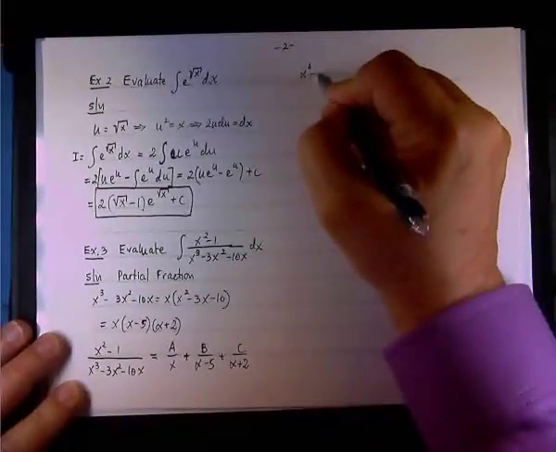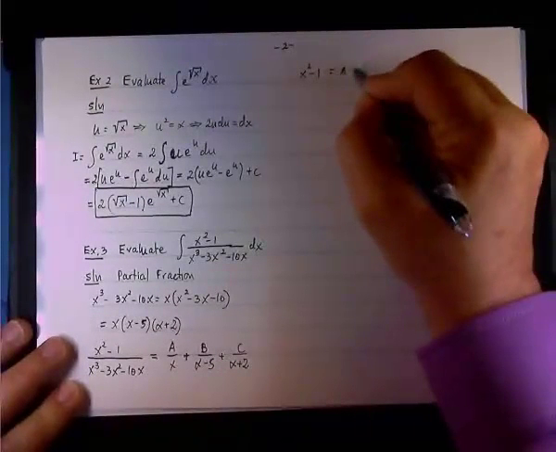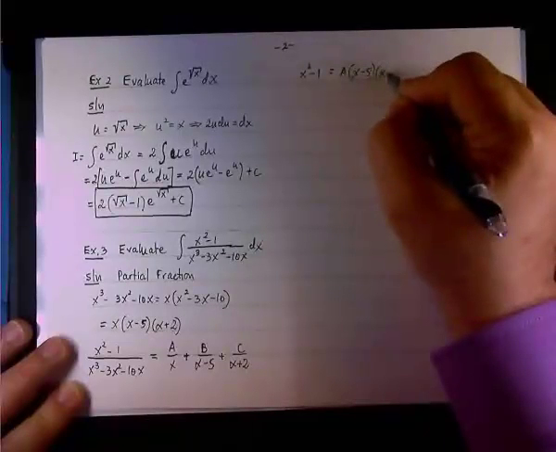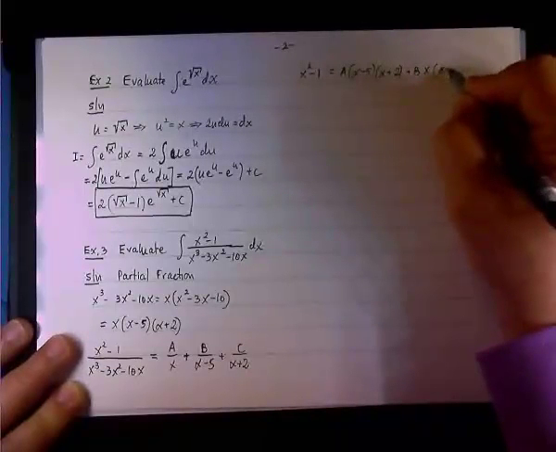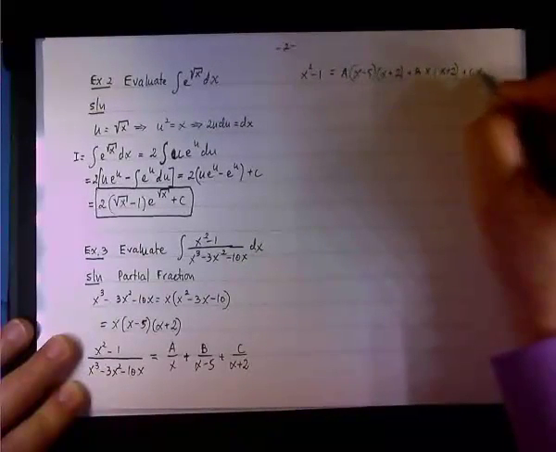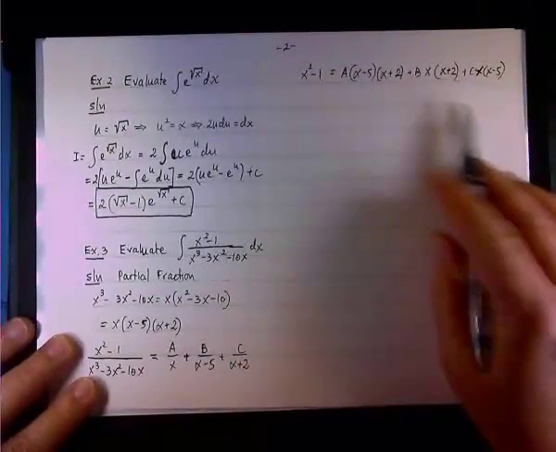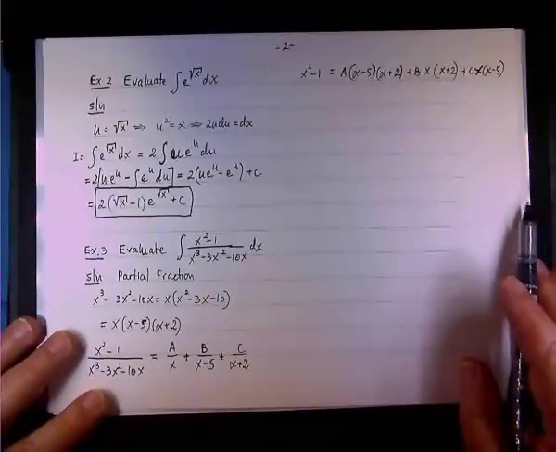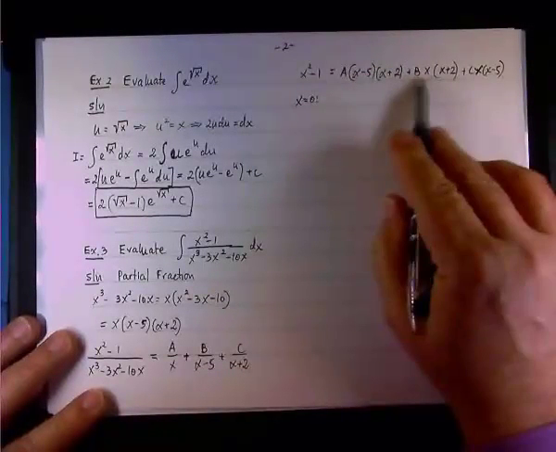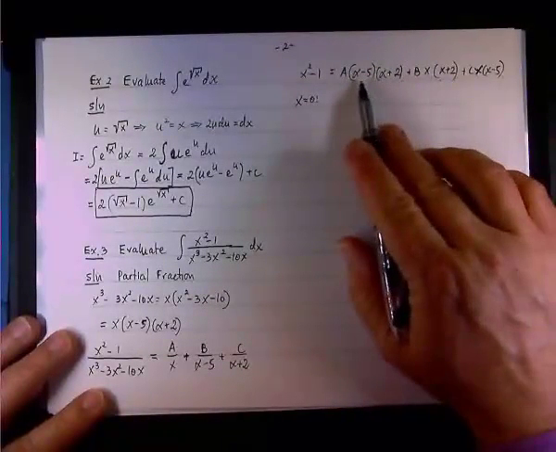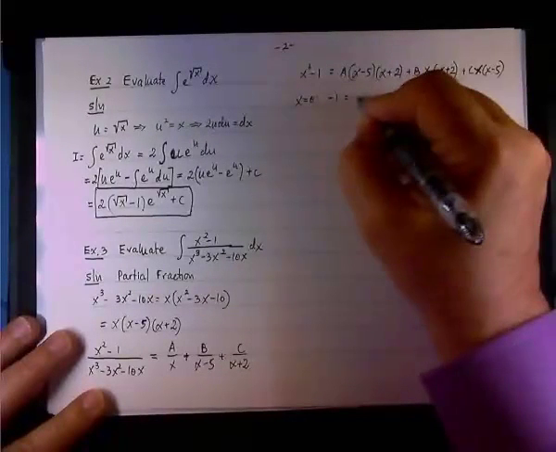I don't think we're going to need to solve a system here, because if you multiply by the common denominator, then you end up equating numerators. Say x squared minus 1 is equal to A times x minus 5 times x plus 2, plus B times x plus 2, and C times x minus 5. And instead of clearing the parentheses, you can say, you know what? What happens when x equals 0?